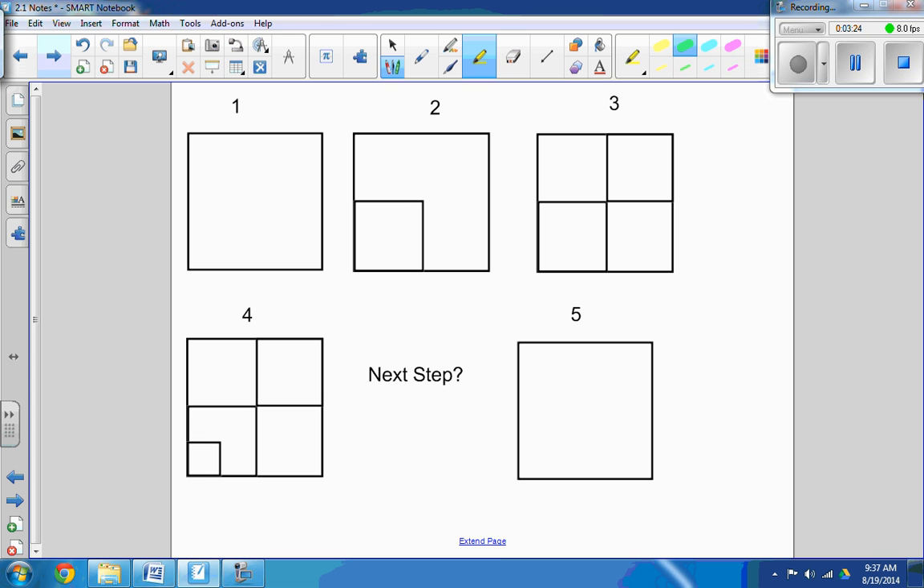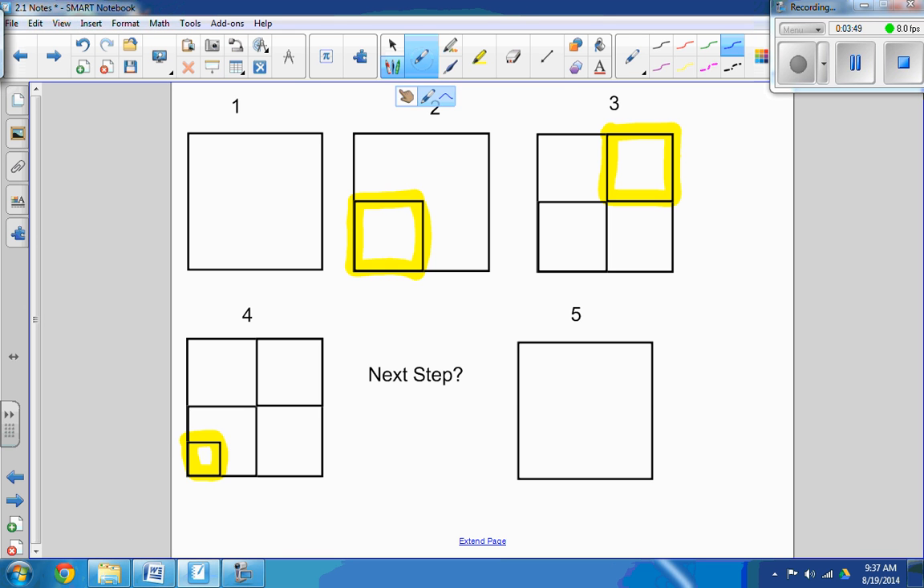Okay, so let's look at this. We've got this setup here. Let's see if we can determine what the next step should look like. Here's step 1. It's a nice square. Step 2, we've got this square here is created. Then step 3, we've got this additional square. Step 4, you've got this smaller square. So what should step 5 look like?